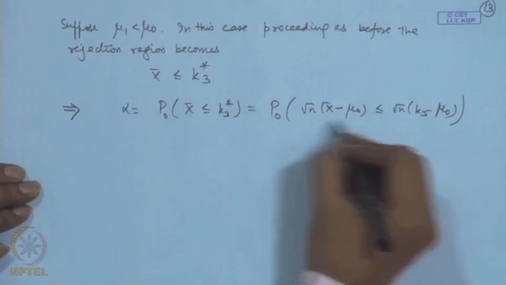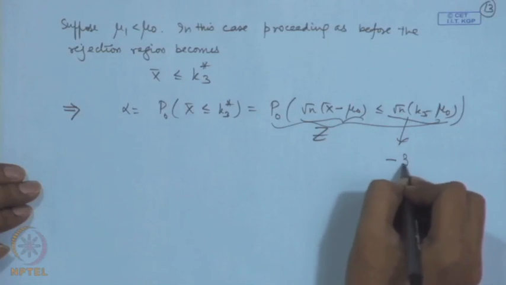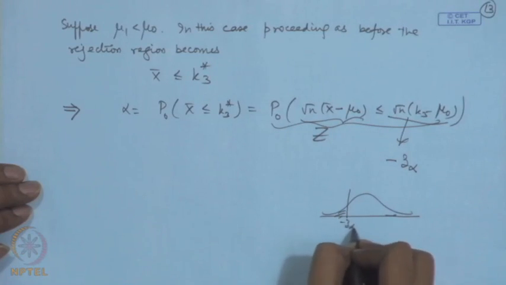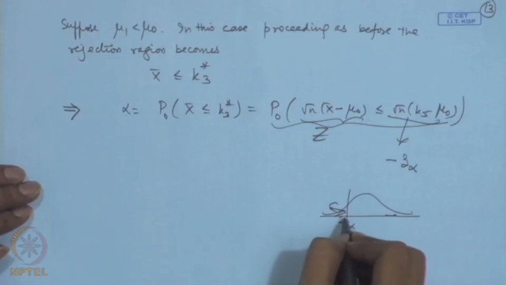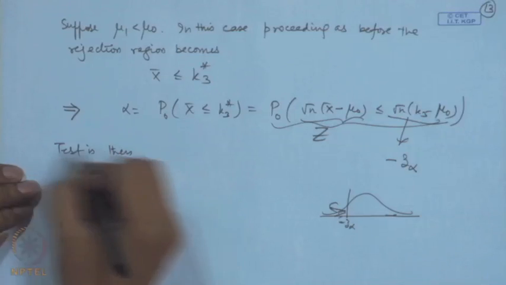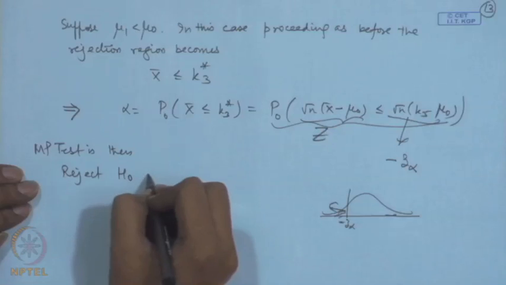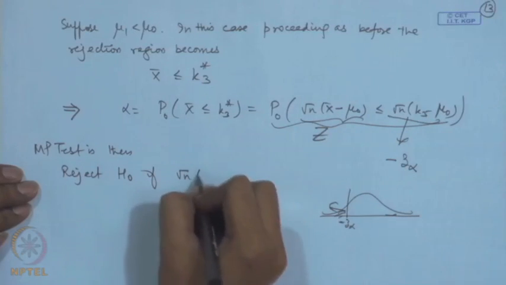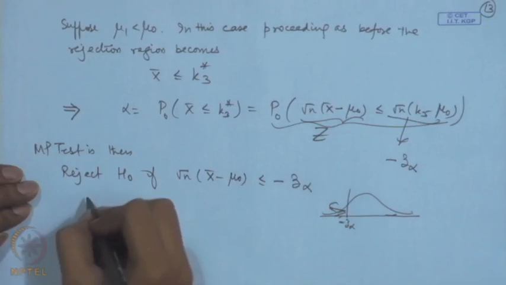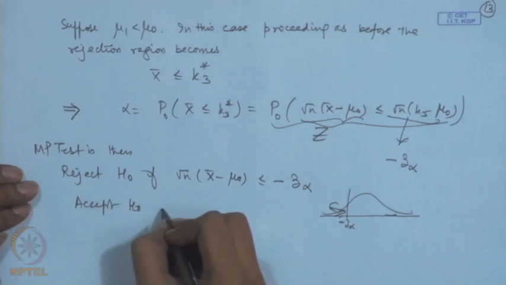Now, if we put this equal to alpha, then this is z here and this will become minus z alpha, because this point here is minus z alpha, where the probability is the lower 100 alpha percent point. So, the test is then, this is the most powerful test: reject H naught if root n times x bar minus mu naught is less than or equal to minus z alpha, accept H naught or do not reject H naught otherwise.